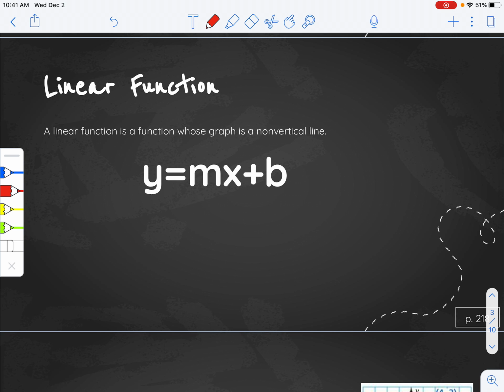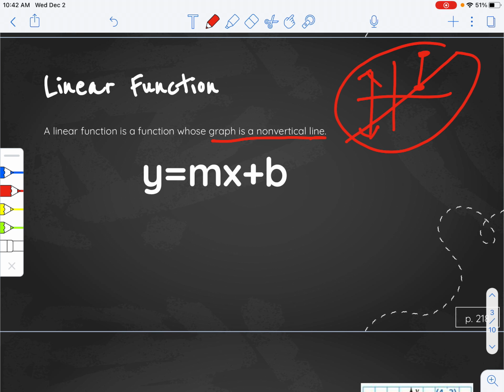So a linear function is a function whose graph is a non-vertical line. So a linear function is a graph that has a non-vertical line. A vertical line would be, if we have our axes, something like this, or a line like this. That would be a vertical line, so this is not a function. A linear function is anything that is a non-vertical line, so it goes in the same direction the whole time.